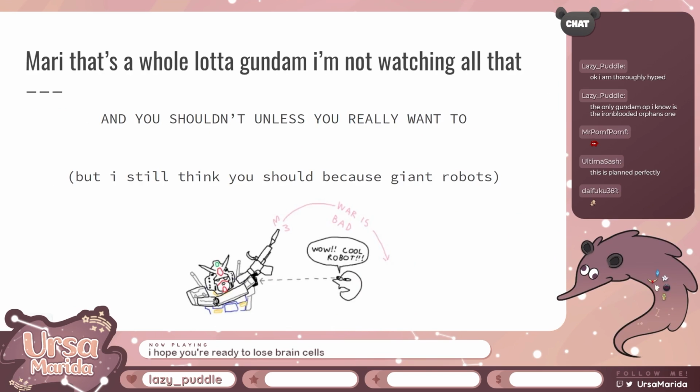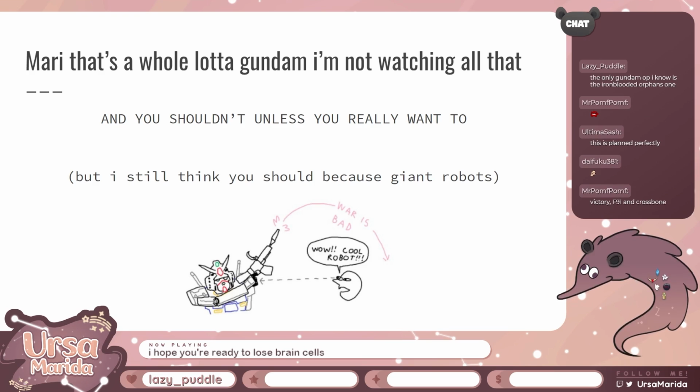Which is like, wow, that's a lot of Gundam, and I don't know if I want to watch all that just to watch a movie. And my response to that is that you shouldn't, unless you really want to. But I'm going to say you should, because there's giant robots, and I think they're cool. And this meme is very appropriate because Tomino is crying right now. He has just started spontaneously crying, and it is my fault, because the whole thing with Gundam is that war is bad. That is the entire point of the series.